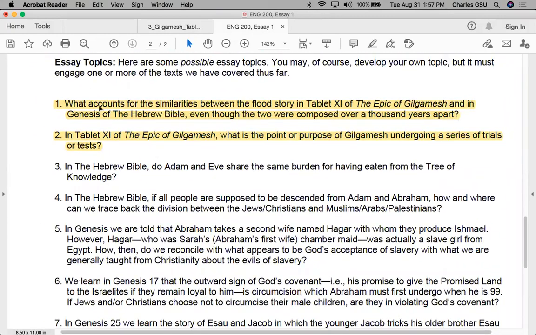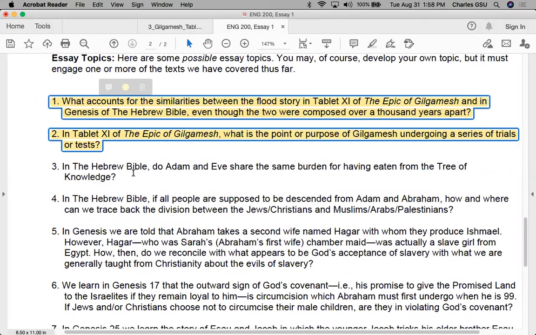And the first two are over Gilgamesh or the Bible. The first one says, what accounts for the similarities between the flood story in tablet 11 of the Epic of Gilgamesh, and then Genesis of the Hebrew Bible, even though the two are composed over 1,000 years apart. So you would need to explain, okay, what I was just pointing out, how and why did that occur? True, the story in either one are not identical, but they're similar enough to roughly be the same kind of story. So what accounts for those similarities?